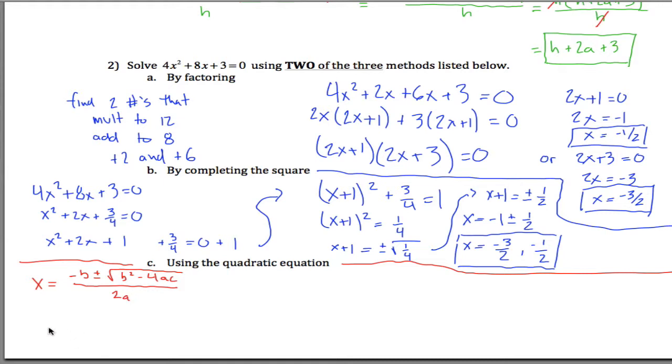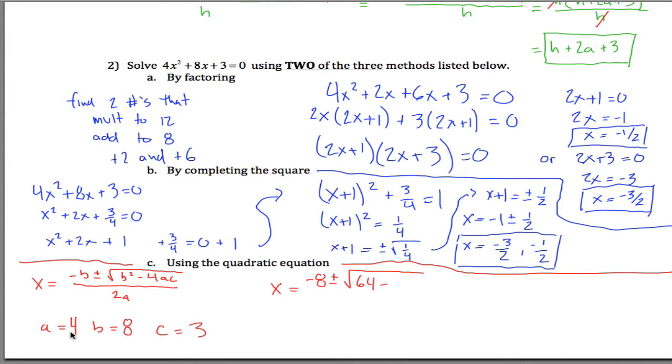So in this specific problem, my value for a is 4, the coefficient on the x squared term. My value for b is 8, coefficient on the x term. And my value for c is 3. So what I got to do is plug all those in. It says that x is equal to negative b, negative 8, plus or minus the square root of b squared, which is 64, minus 4 times 3.